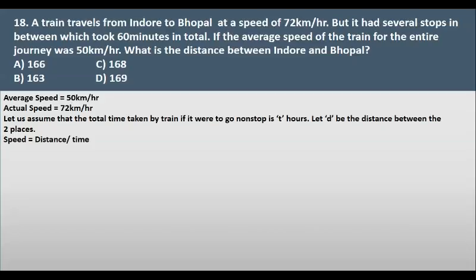So let us check the scenario in the usual case. We know that the speed is 72 km per hour. So substituting the value to this equation, we get 72 equal to d by t, or d is equal to 72t. Let us assume this to be equation 1.